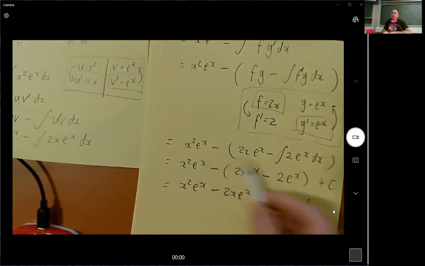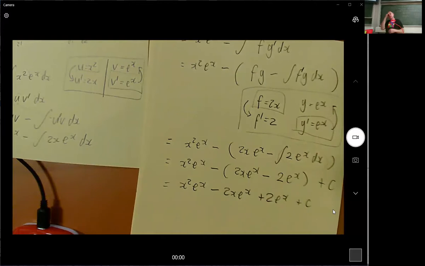And I don't like brackets with stuff. I could expand that out, this minus and that minus, make a plus. How does that feel? Easier to follow than, yeah.